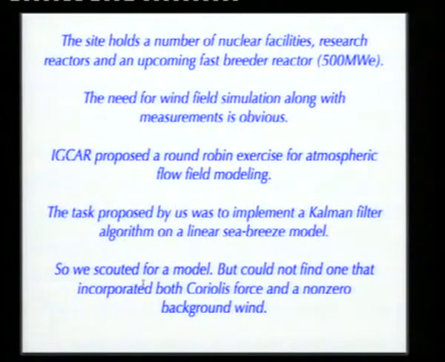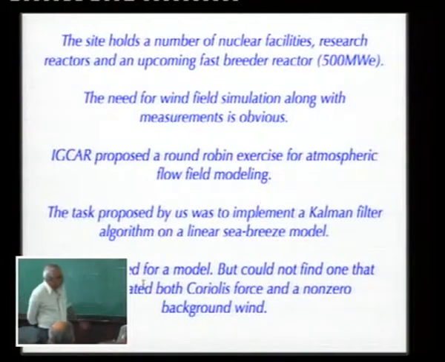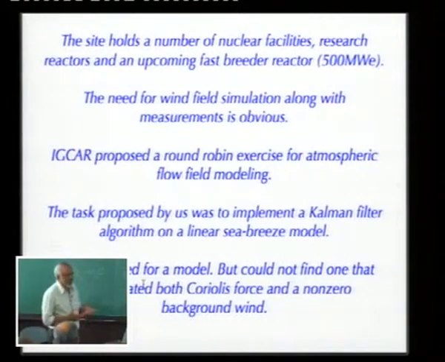And so IGCAR proposed a round robin exercise for atmospheric flow field modeling. And the task proposed by us was to implement a Kalman filter on a linear sea breeze model. We have not been able to implement a Kalman filter, but at least we got a linear sea breeze model going. The reason for looking for a linear sea breeze model was because, as Amit pointed out, nonlinearity does not do well with Kalman filter, and also this question of finding the adjoint.